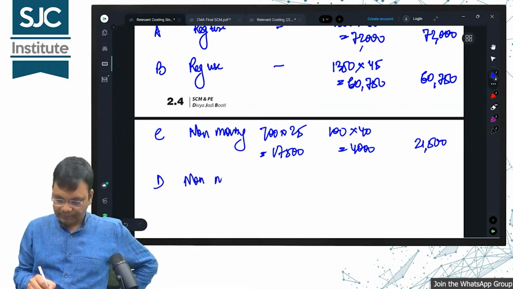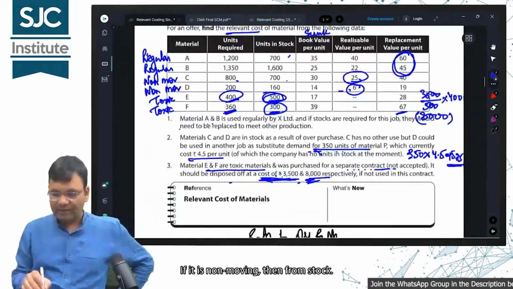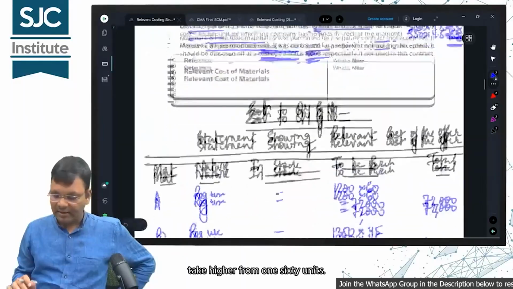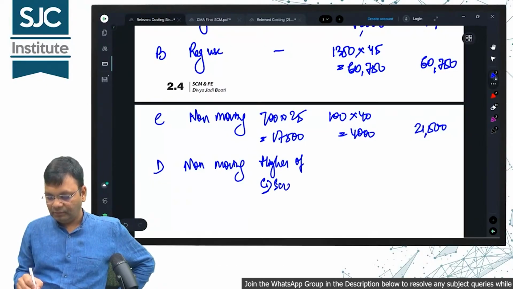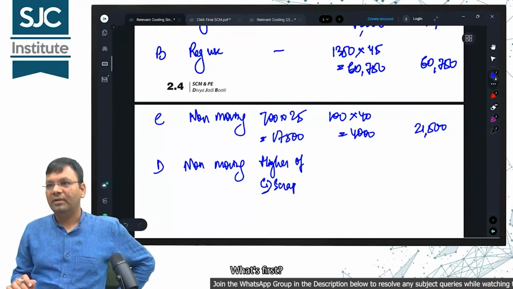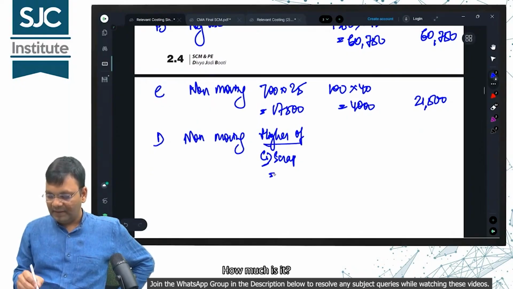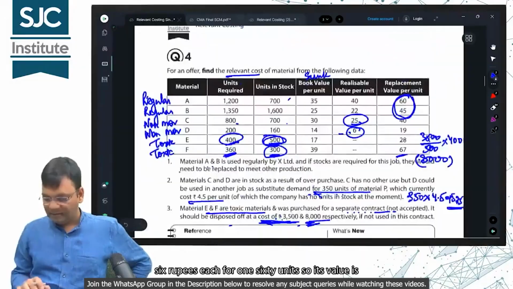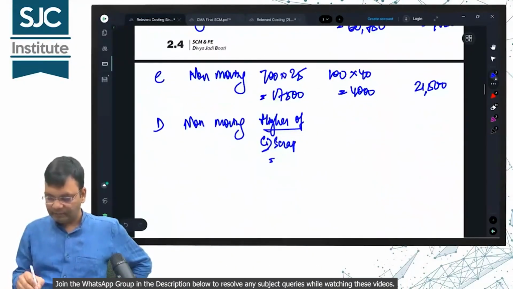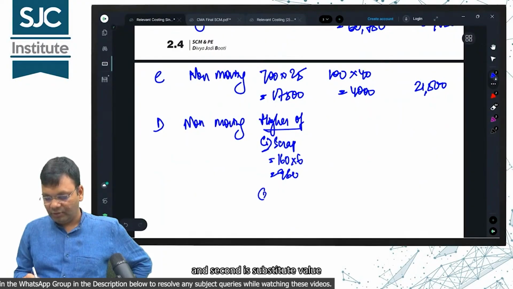Material D is non-moving. If it is non-moving, then from stock, take the higher of the values for 160 units. So to take the higher of, write scrap value. What's first? Scrap value. How much is it? 6 rupees each for 160 units, so its value is 960. And second is substitute value.